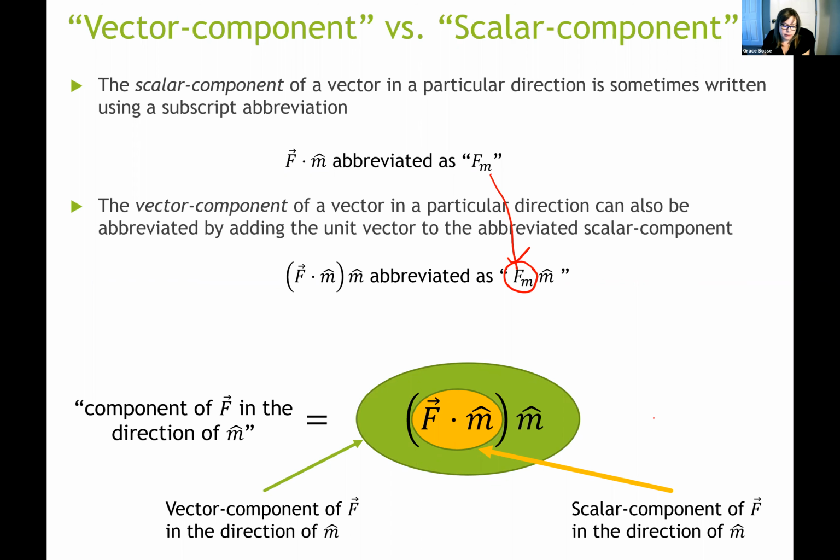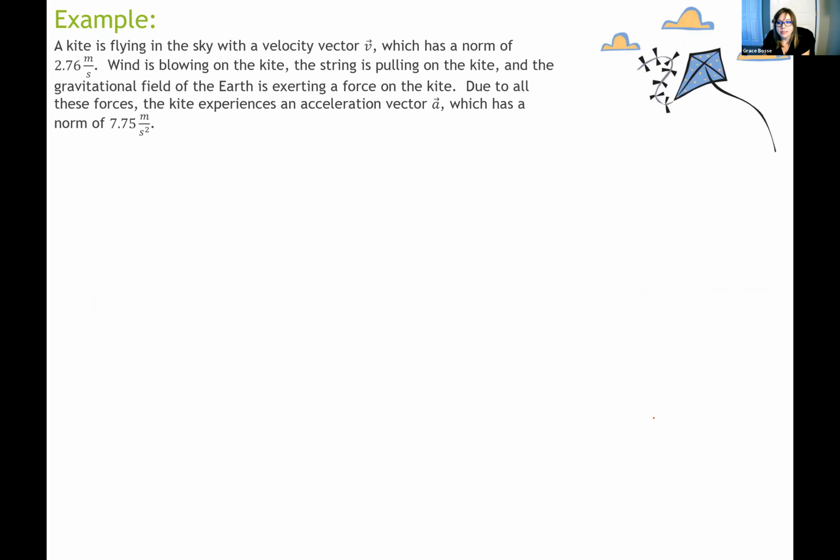All right, so let's do an example. Let's do an actual real example here and see how we can use all of this information and apply it to a problem. So here in this problem, I have a kite that's flying in the sky. It has a velocity vector v. That velocity vector has a norm of 2.76 meters per second.